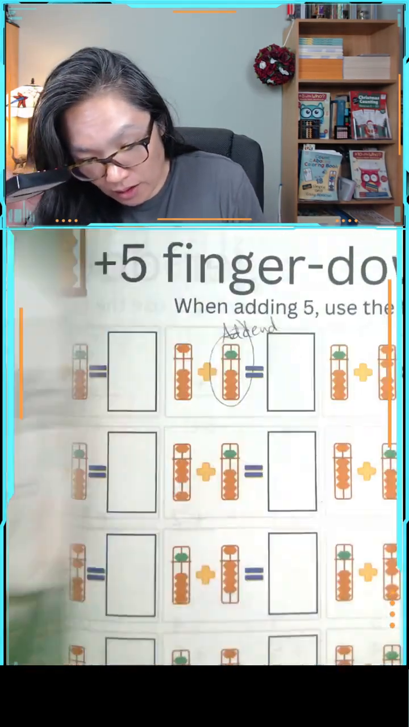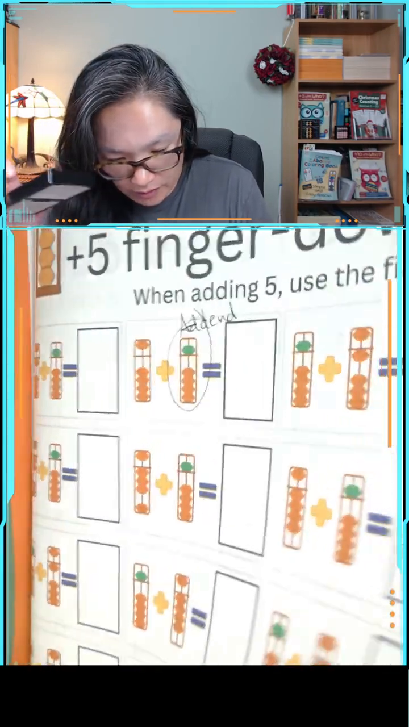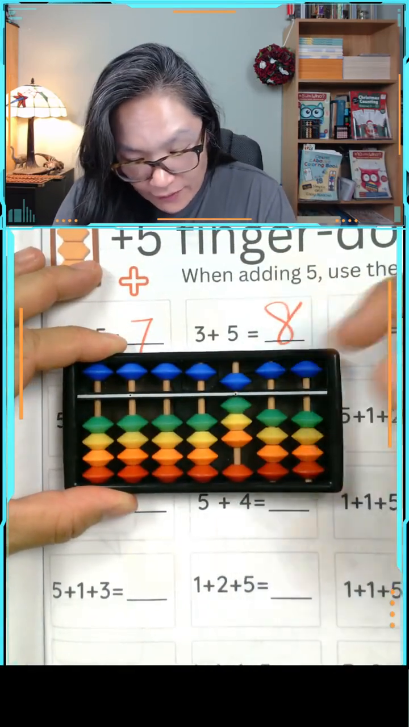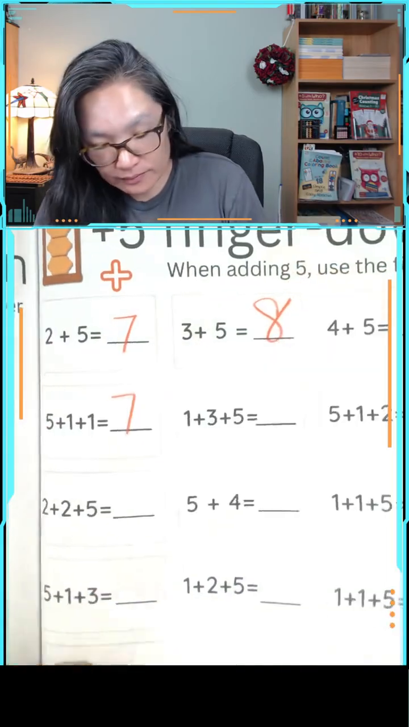And then we do 5. Maybe we do this one, right? Again, we have 3 on the abacus. We add the 5. My final answer is 8.